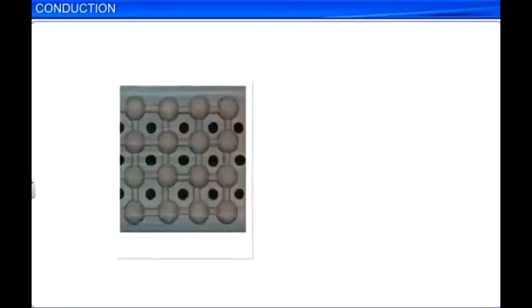The free electrons close to the heat source receive heat and move faster through the metal. During this process, they collide with molecules and other electrons and pass a part of their energy on to them.